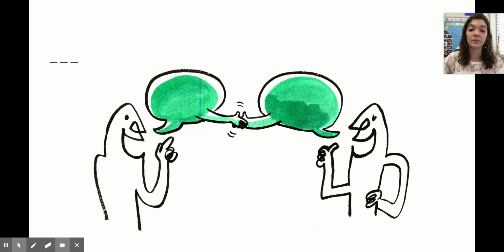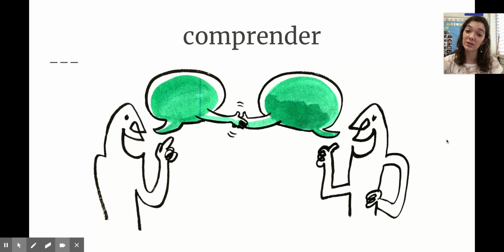Moving on. This one's kind of hard to do a picture of also, but the verb is comprender. Comprender looks like comprehend, yes, means to understand. Comprender, to understand. We talk about it, we get to understanding, right? We understand each other, we comprehend each other. Comprender, to comprehend, to understand.